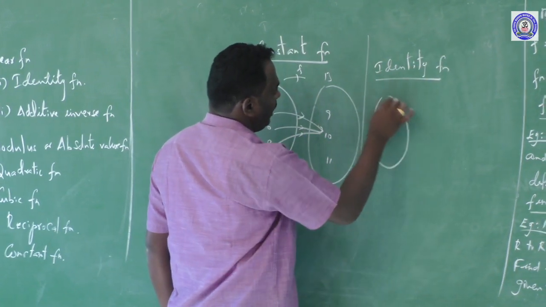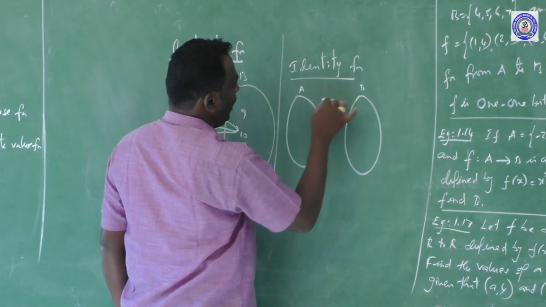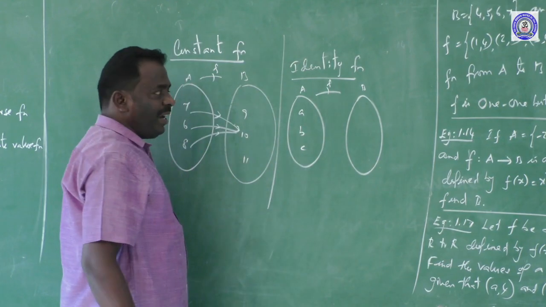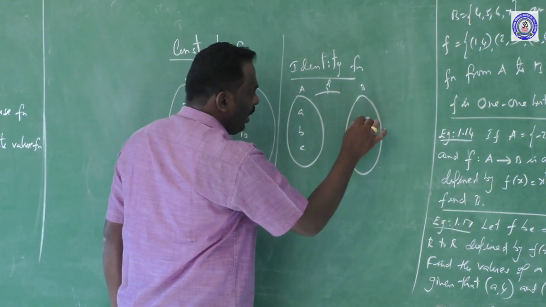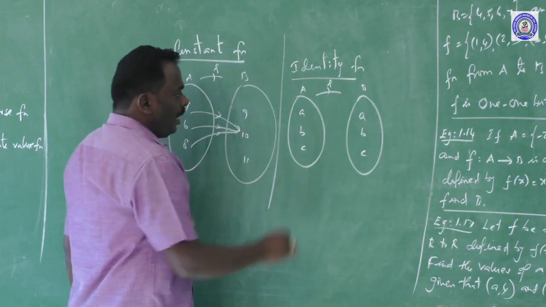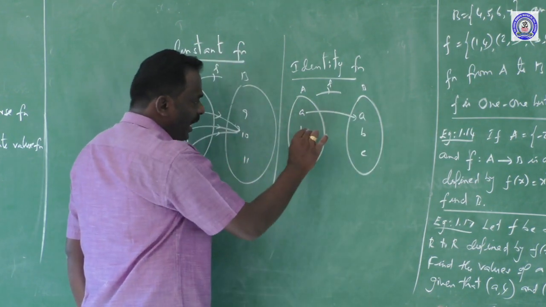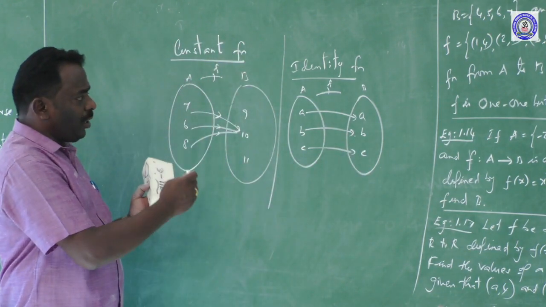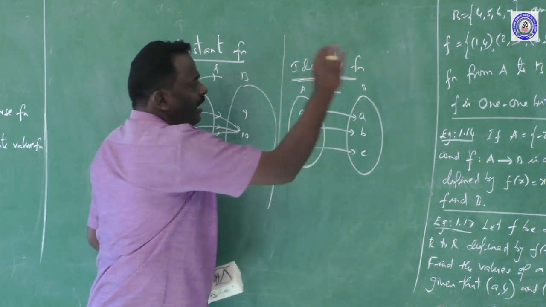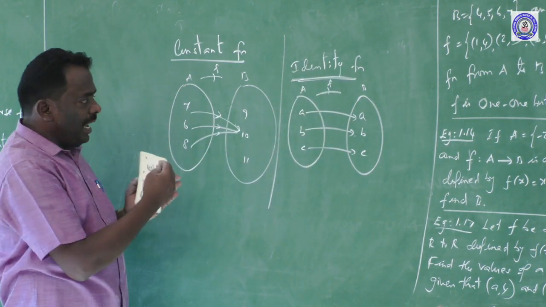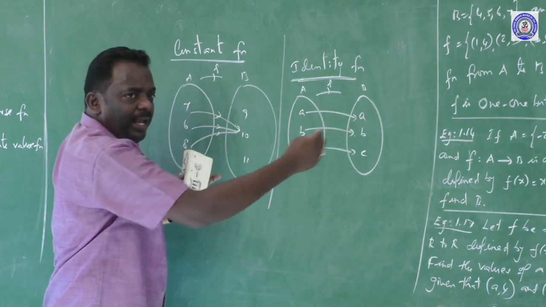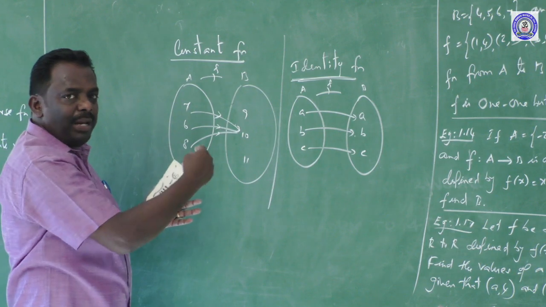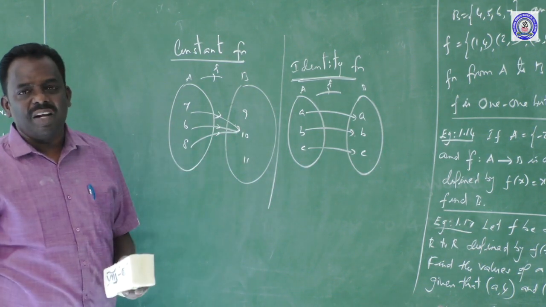And the next one is called the identity function. We have set A and set B, with a function from A to B. A, B, C are the domain elements, and the codomain has the same elements A, B, C. A is connected with A only, B with B only, and C with C only. If the same element is connected to the same element, that is called an identity function: A has image A, B has image B, C has image C.